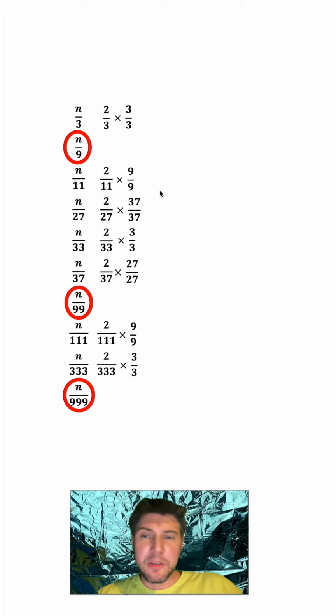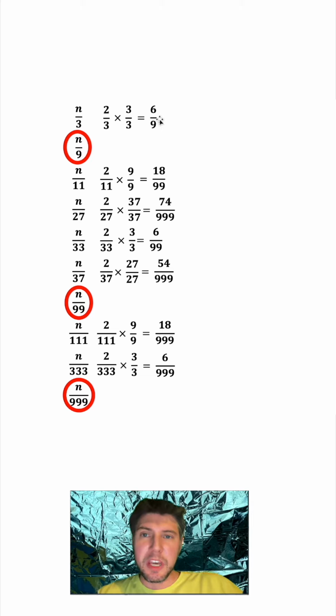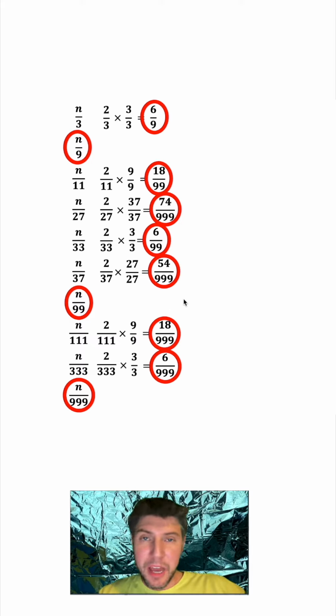So we can multiply all these by a certain version of 1, 3 over 3, or 37 over 37. When we do the multiplication, we get this. 2/3 becomes 6 ninths, 2 11ths becomes 18 over 99. All of them can be changed into a fraction that has only 9s in the denominator, which means all of these will have repeating decimals.